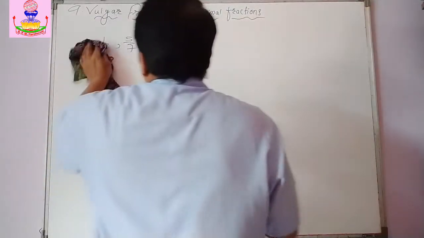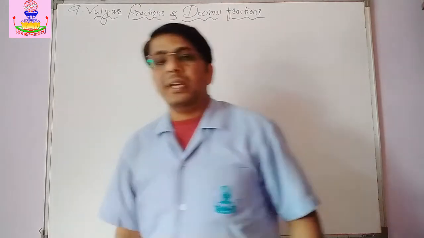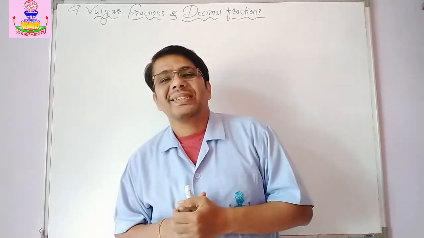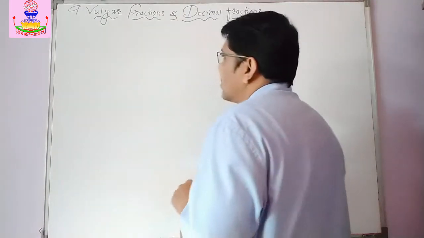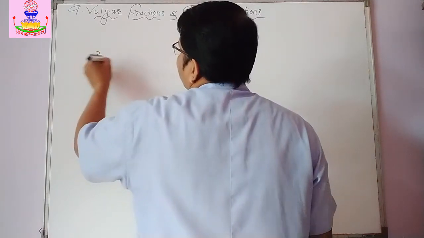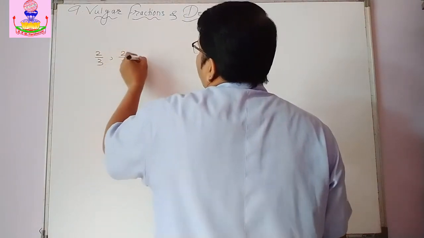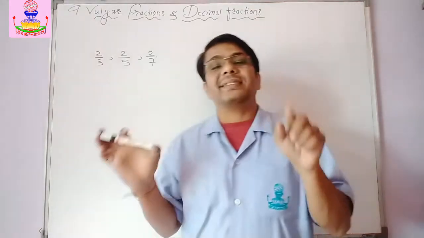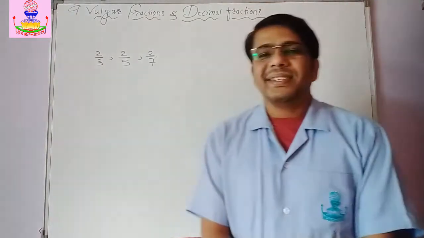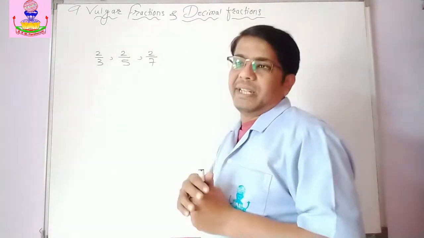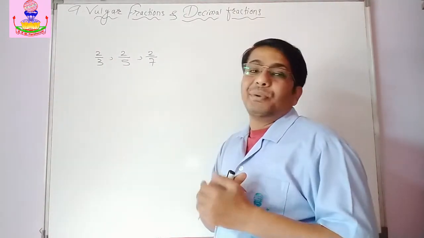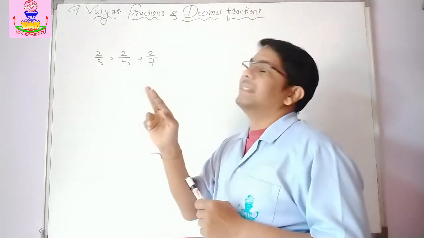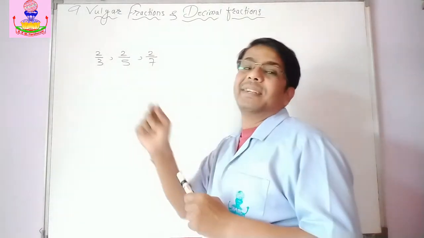Then, next type. Suppose all the numerators are the same, for example, 2 upon 3, 2 upon 5, 2 upon 7. Now here the numerator is the same, but the denominators are different. Then in that case, the fraction with the greatest denominator is the smallest. So which has the greatest denominator? Yes, 2 upon 7. So it is the smallest. Then which is the greatest? 2 upon 3, because the denominator is smallest there.